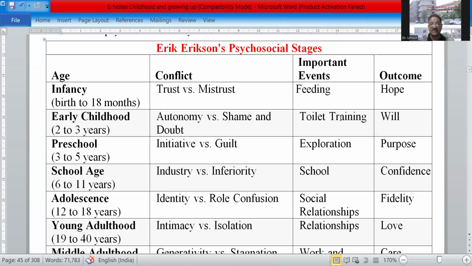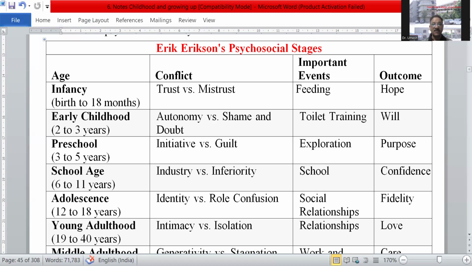Next is the preschool stage, that is 3 to 5 years. Here the conflict is between initiative and guilt. The important event at this stage is exploration, that means search, and the outcome is purpose. A child takes initiative on some activities, which may develop guilt when unsuccessful or when boundaries are overstepped. If the child succeeds in these, then it is good. Otherwise, the child will feel guilt.